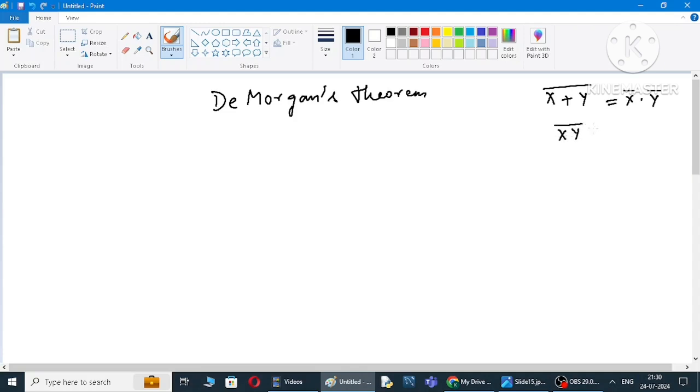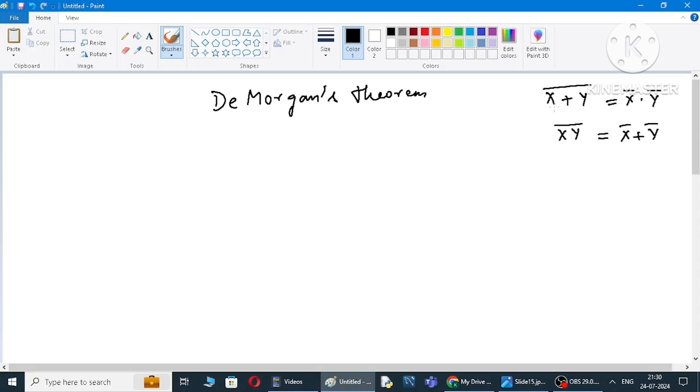x into y complement is x bar plus y bar. So De Morgan's law states that x plus y's complement is x bar dot y bar. Now we will give the algebraic proof of this. So how to prove this expression?